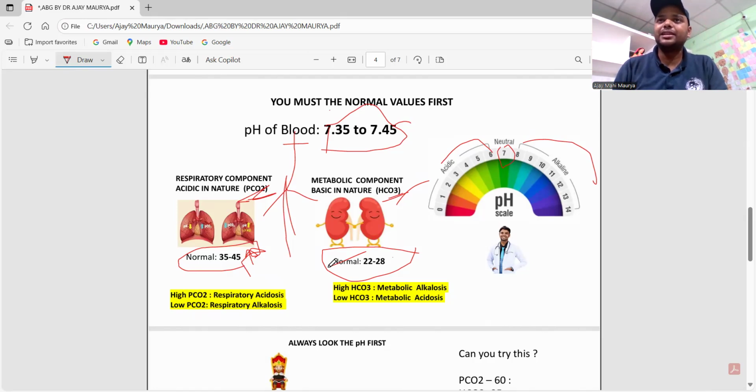Bicarb is a base. If there is more base, it will land up in alkalosis. If there is less base, it will land up in acidosis.